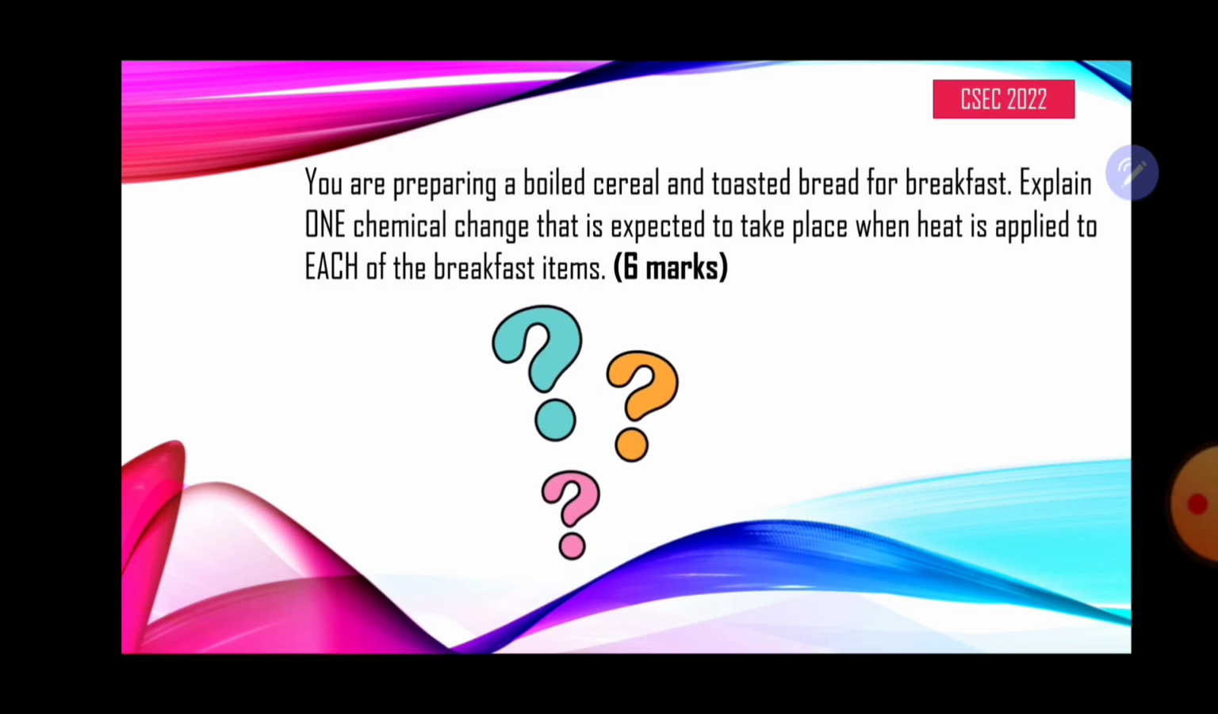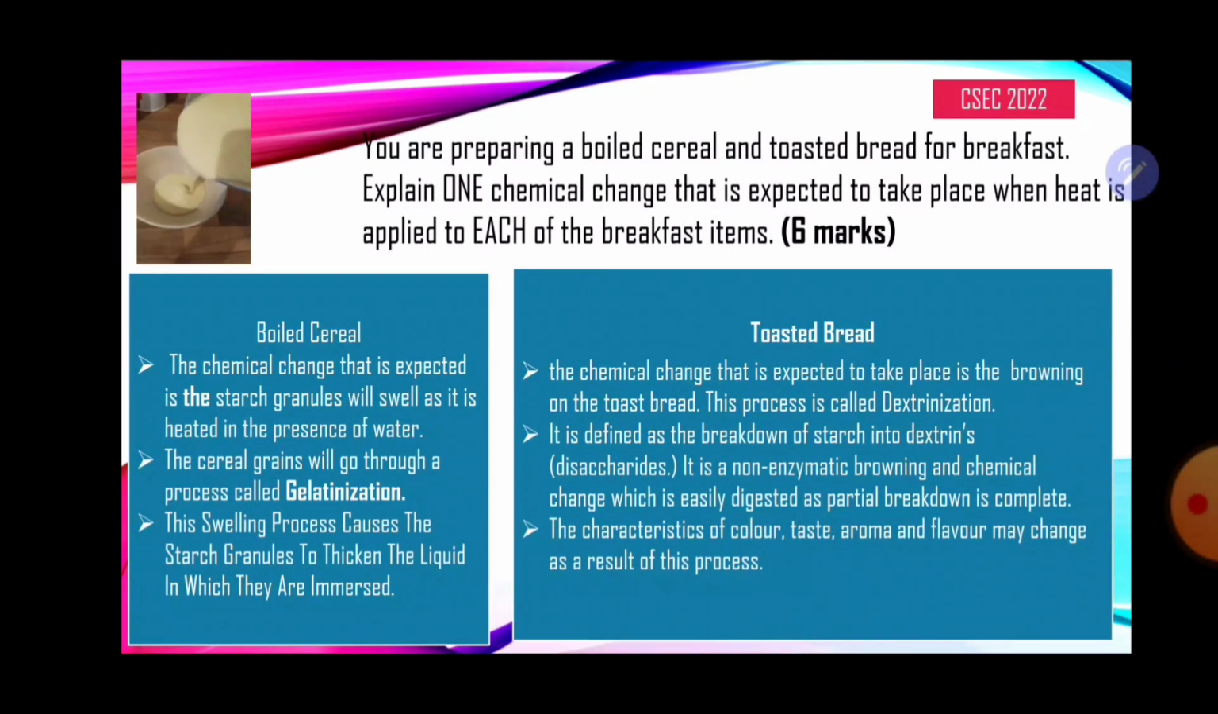When we look at moist heat, what will happen when you add moist heat to carbohydrate foods, or what will happen when you add dry heat to carbohydrate foods, right? So this is just a practical question of how it all plays out. All right, let's just look at the ideal response. So we're taking the boiled cereal first, right?